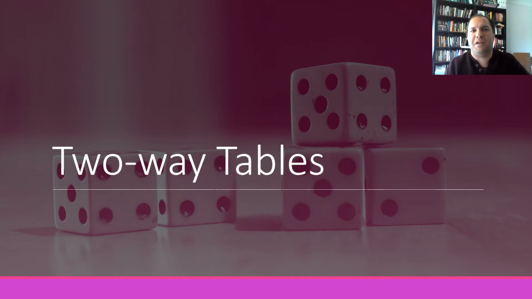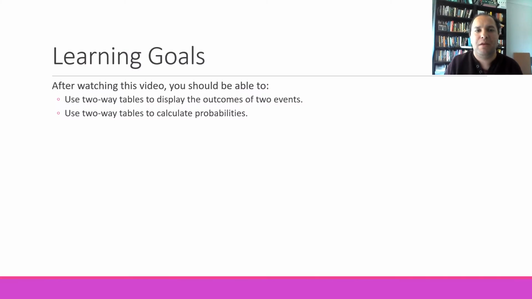Hi students, in this video we're going to look at how to use two-way tables to represent the outcome of different events. After watching this video you should be able to use two-way tables to display the outcomes of two events and then use two-way tables to calculate probabilities associated with those events.